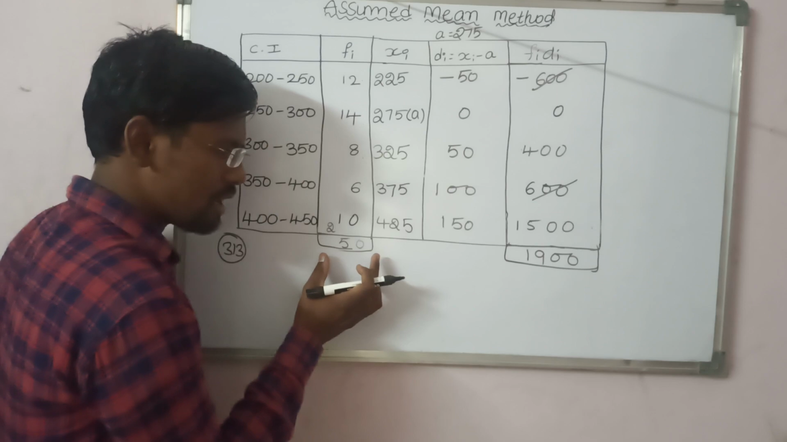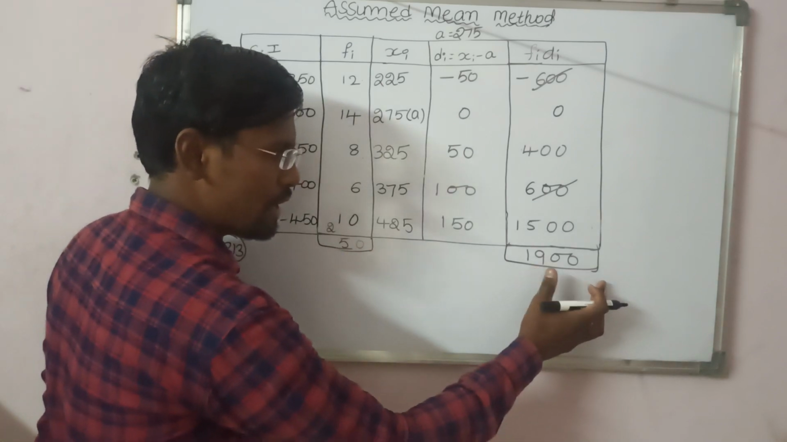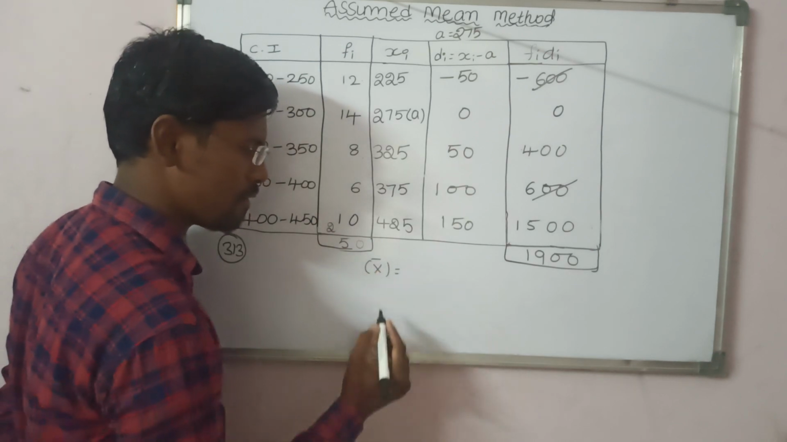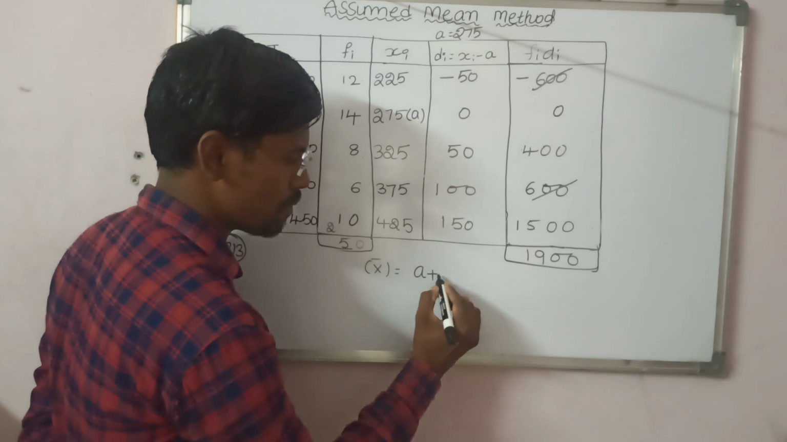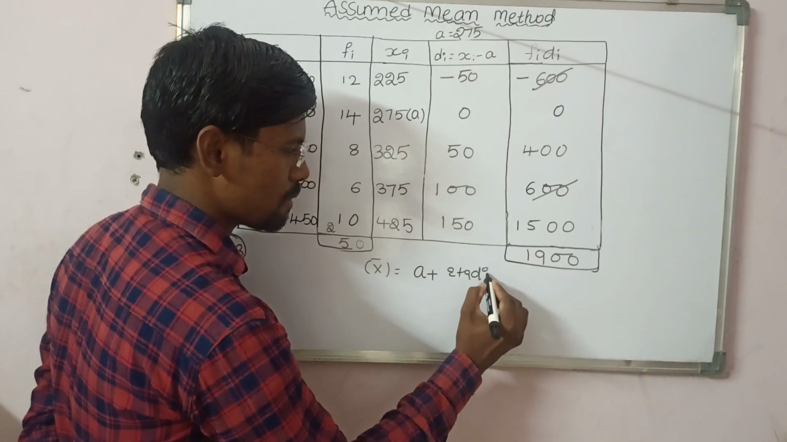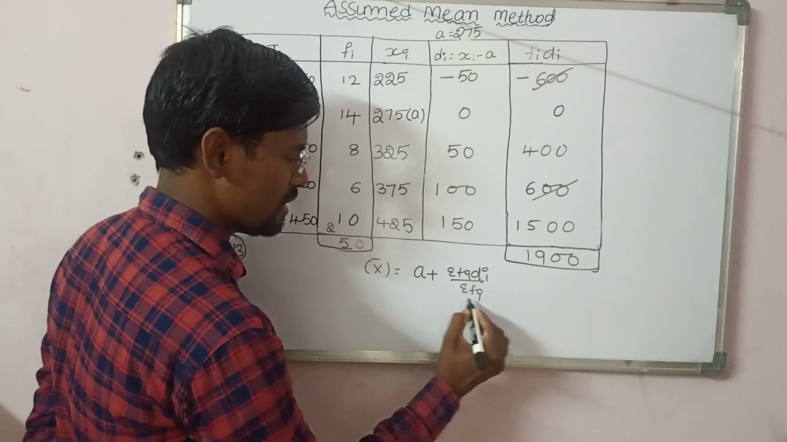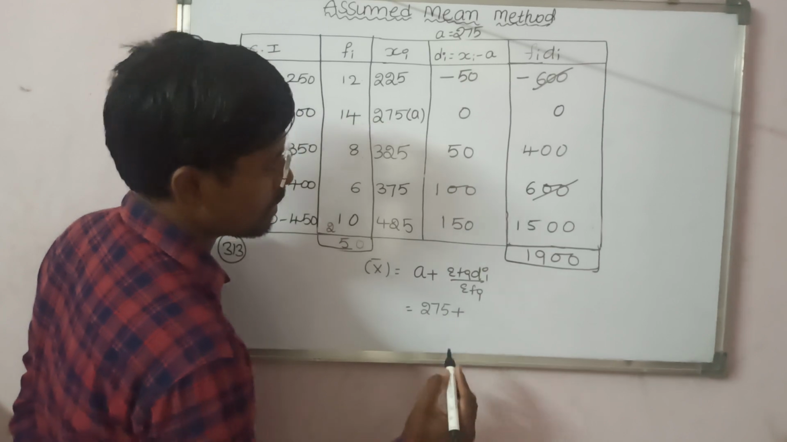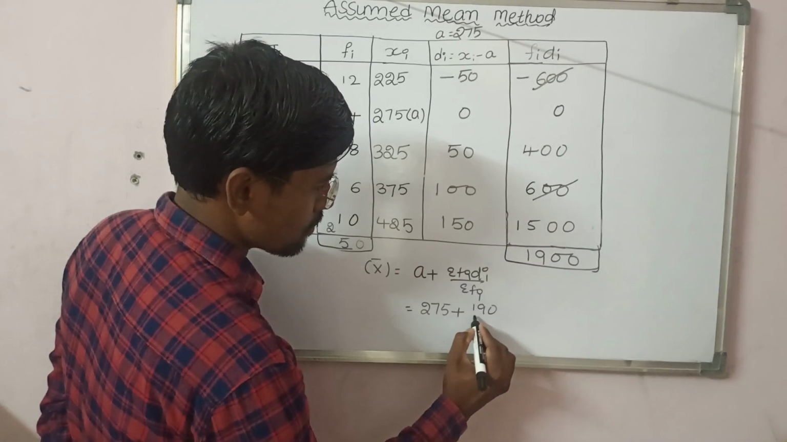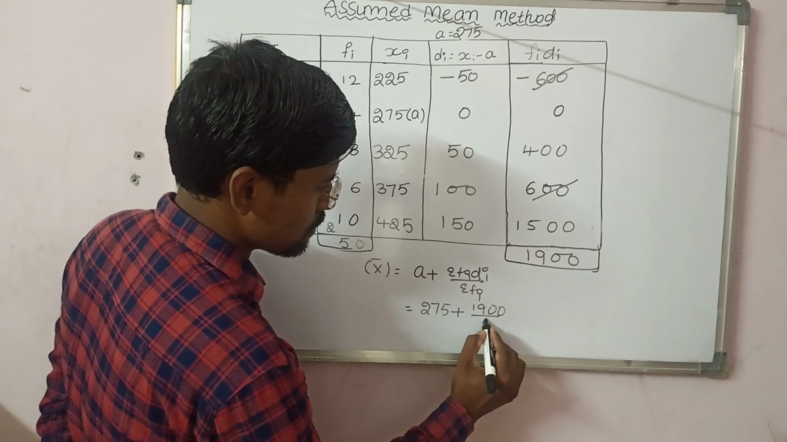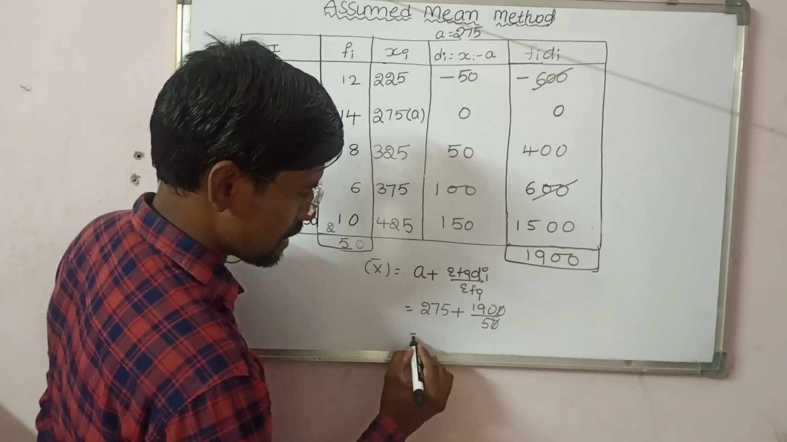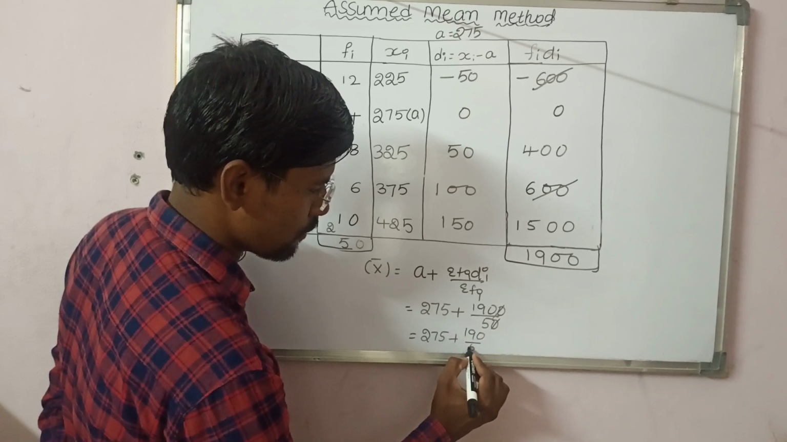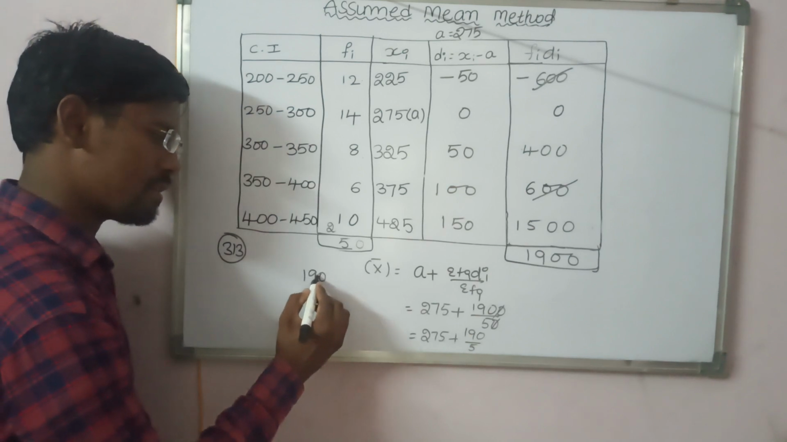Now, we got sigma fi value and sigma fi di value also, and we assumed A value also. Now all these values we are going to substitute in our formula. The formula is A plus sigma fi di by sigma fi. So in this, what is the A value? 275 plus sigma fi di value is 1900 by sigma fi value is 50. So 0 0 cancel, left 275 plus 190 by 5. So we have to know the value of 190 by 5. What is 190 by 5?